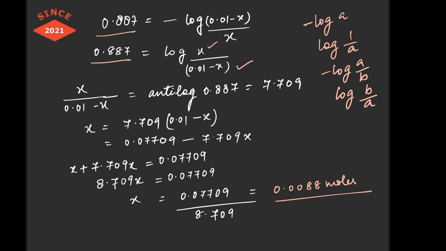From this, X by (0.01 minus X) will be equal to anti-log 0.887, which is equal to 7.709. X will be equal to 7.709 multiplied by (0.01 minus X). Solving, the value of X is equal to 0.0088 moles. This is the concentration of HCl which has to be taken in this reaction. So this is the number of moles of HCl which will be taken in this reaction.